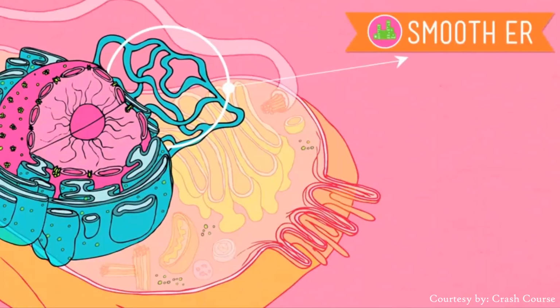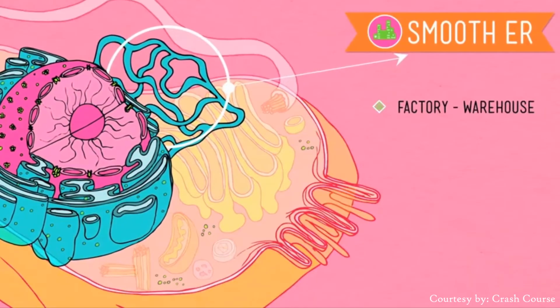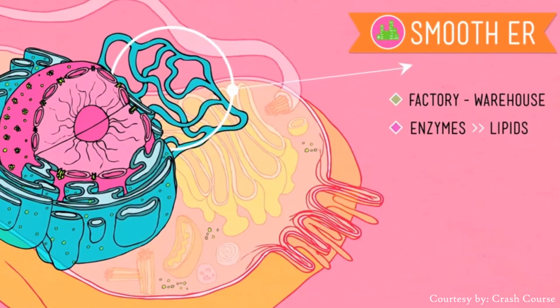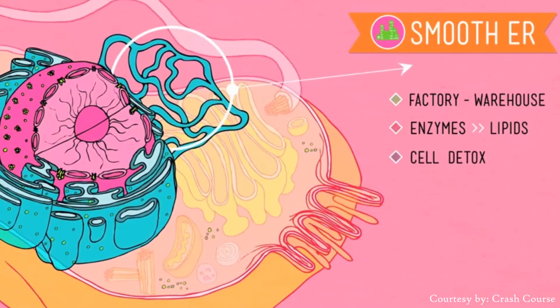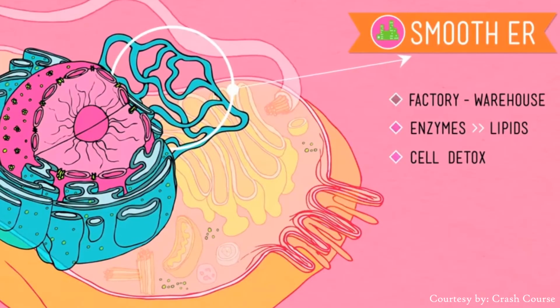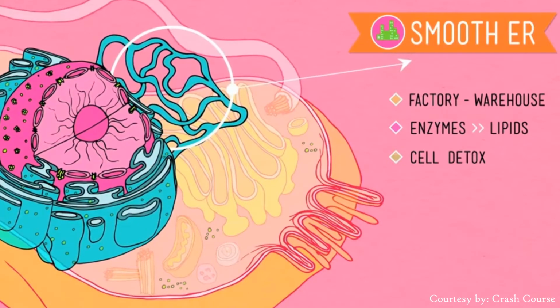Smooth endoplasmic reticulum. Smooth ER plays different functions depending on the specific cell type, including lipid and steroid hormone synthesis, breakdown of lipid-soluble toxins in liver cells, and control of calcium release in muscle cell contraction.